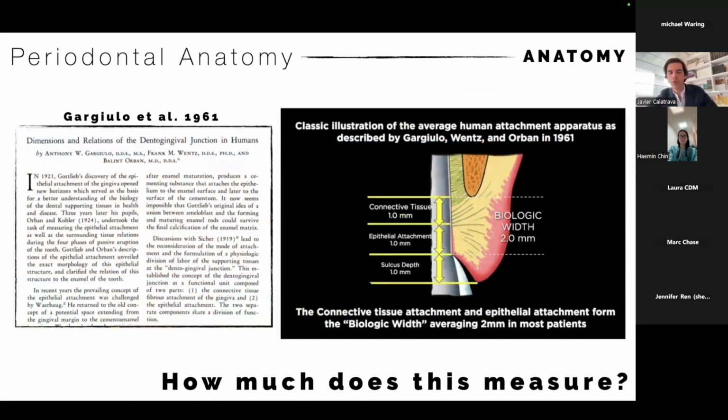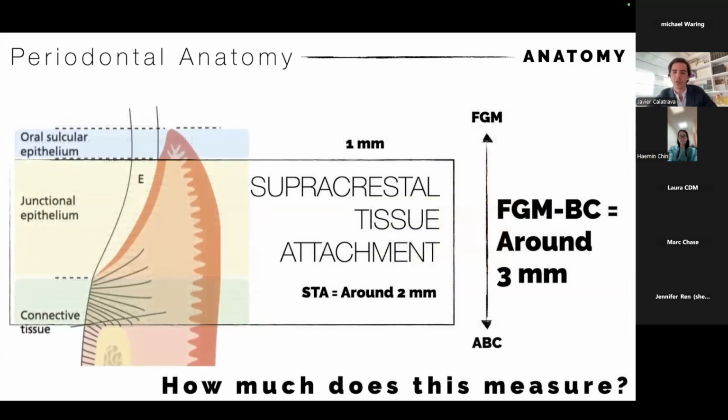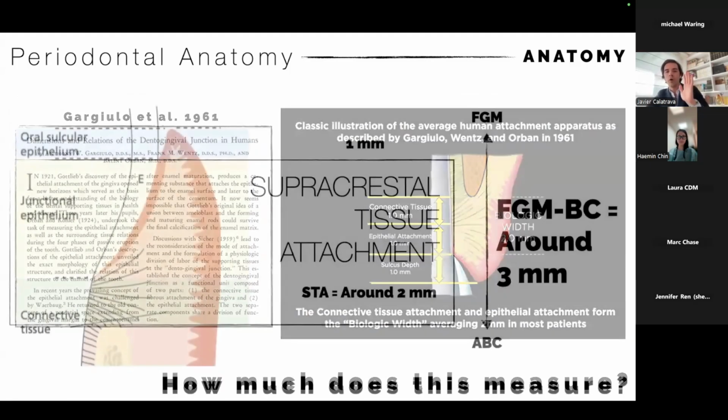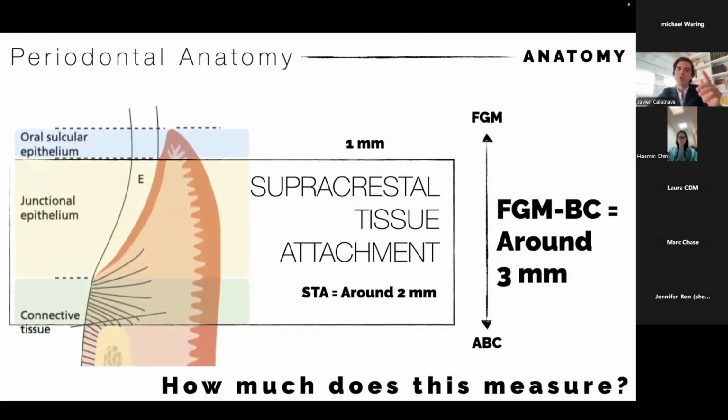Well, as you probably know, there's been a lot of classical studies that have looked into this. And on average, in a healthy periodontium, the connective tissue is very stable, always around 1 millimeter. The epithelial attachment is 1 millimeter, and that sulcus remaining is around 1 millimeter. So our supracrestal tissue attachment is going to be, on average, 2 millimeters. And if we add that 1 millimeter of oral sulcular epithelium and gingival sulcus, we're going to have a distance, remember, on average, from the free gingival margin to the alveolar bone crest of 3 millimeters.